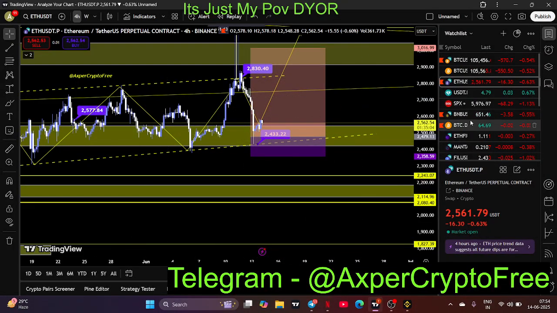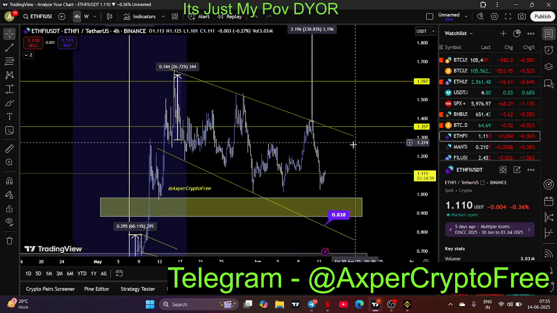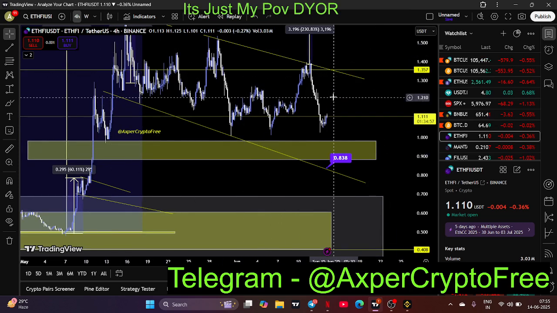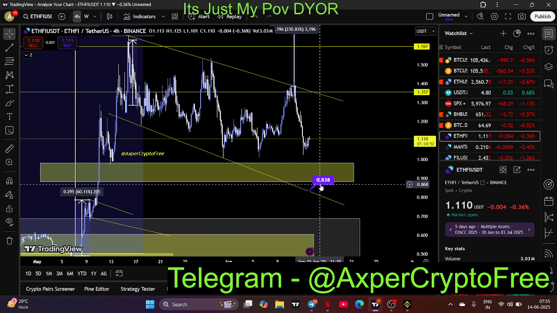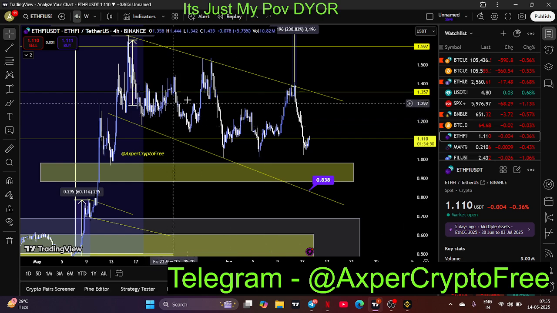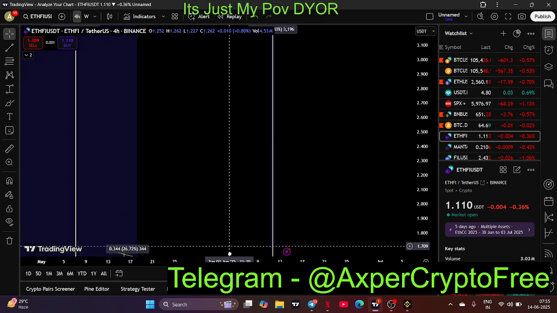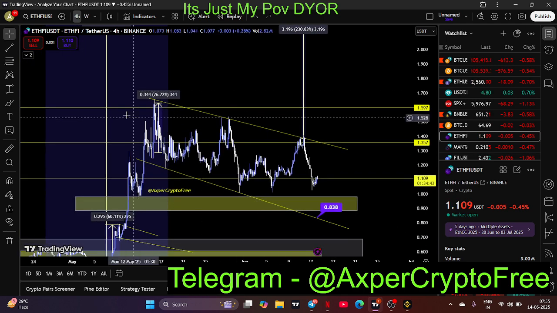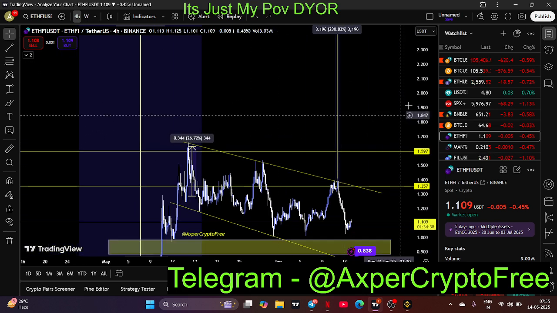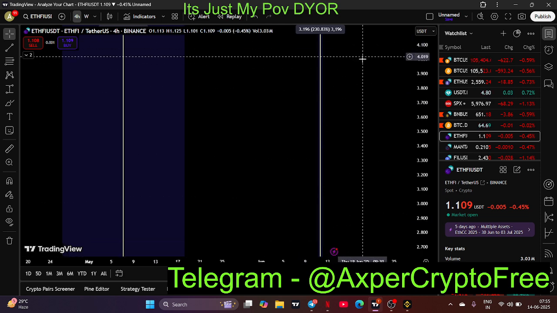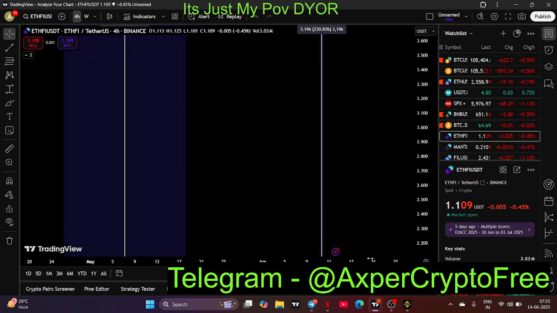So what about EtherFi? As you can see, EtherFi is running, currently forming a bull flag pattern. What is a bull flag pattern? A bull flag is a bullish pattern, which means EtherFi is going to pump at least 220%. That means we are going to see EtherFi at around the $4.670 range.